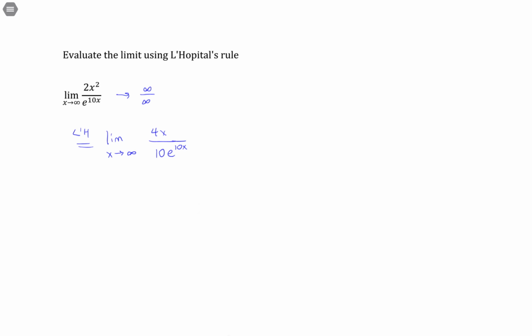Next, now if we plug in infinity again and allow things to grow, this is a linear function. Well, linear functions, as we let x go to infinity, also go to infinity. Same thing for exponentials. So it's still of the type infinity over infinity, which means we can apply L'Hopital's rule again. And there's no limit to how many times you can apply L'Hopital's rule. You just keep doing it until you get a result.